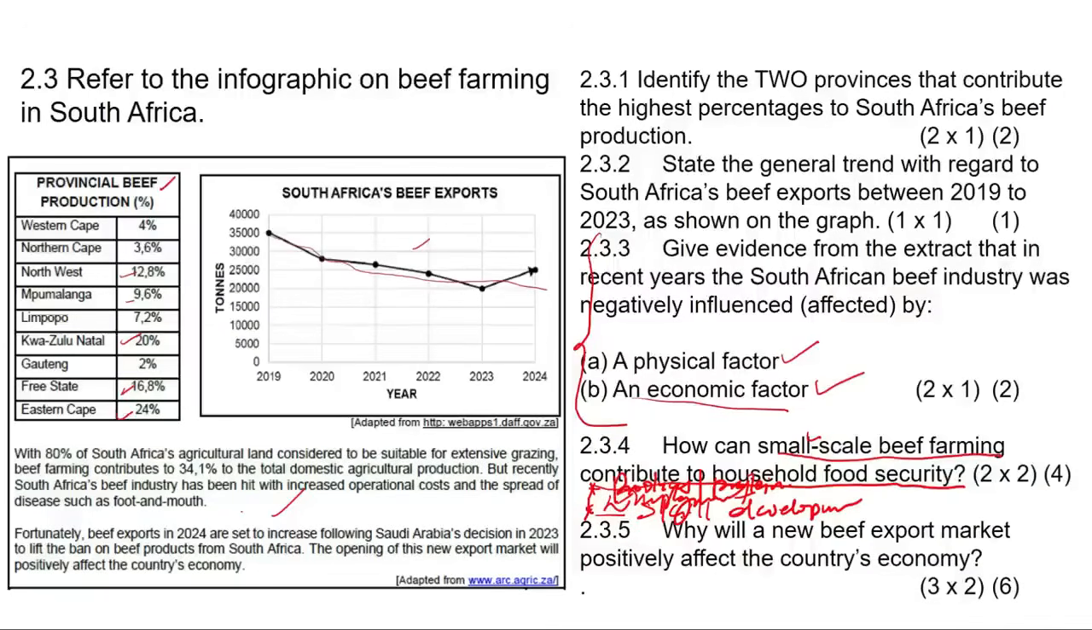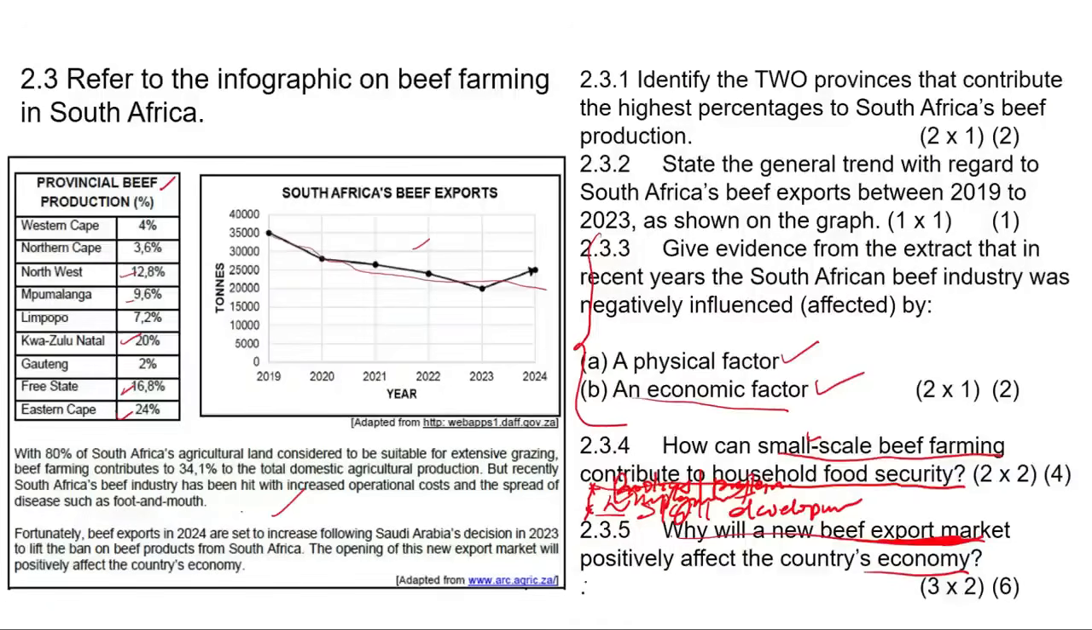Why will a new beef export market positively affect the country's economy? So what does this question mean? This question means if there are other people who want to buy beef from South Africa, how will South Africa benefit? Why will a new beef export market, how is it going to help? How is it going to affect the country's economy?